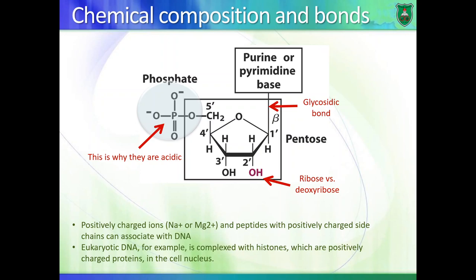Now, in our cells, in eukaryotic cells, DNA is complexed with proteins known as histones. And these histones are positively charged proteins that also neutralize and stabilize DNA.